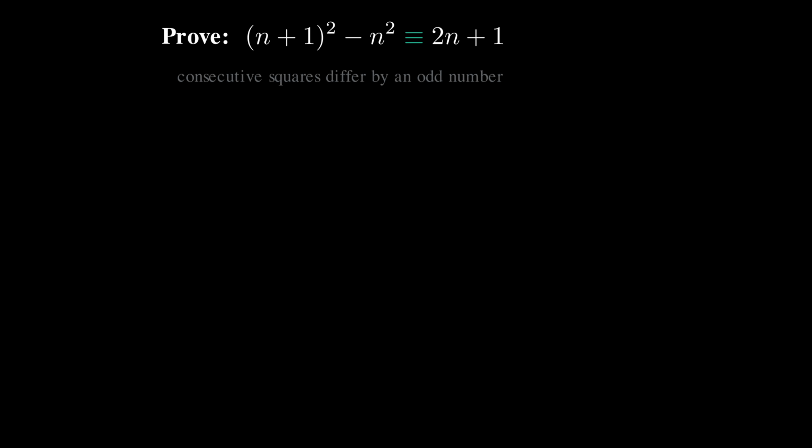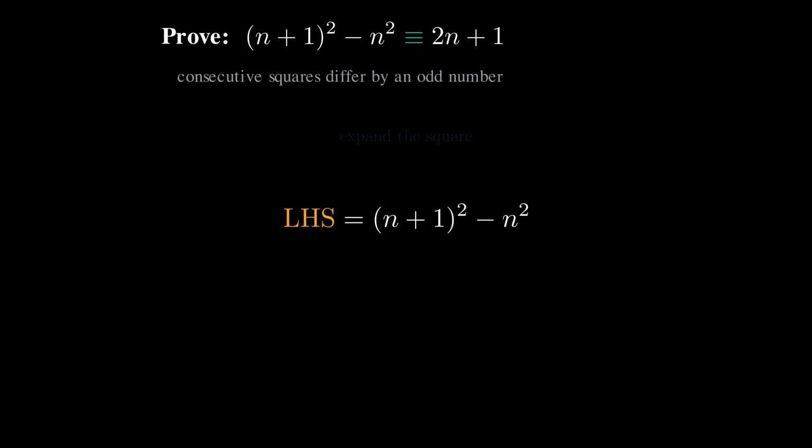Let's reinforce the left to right method with a second identity, shorter this time. Prove that n plus 1 squared minus n squared is identically equal to 2n plus 1. In words, the gap between two consecutive square numbers is always an odd number. Same plan. Take the left-hand side alone and simplify it down to the right.